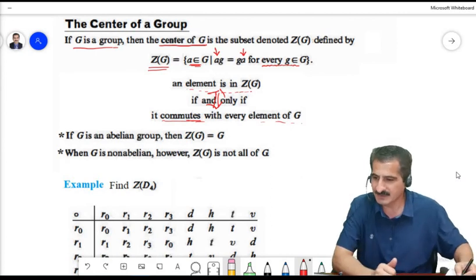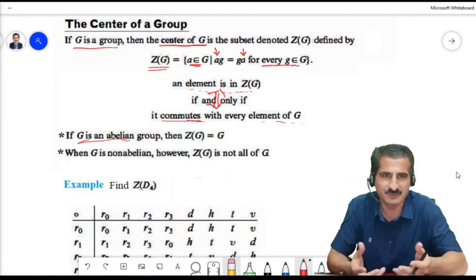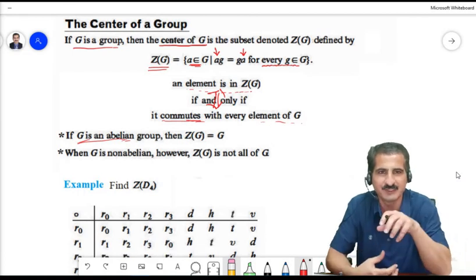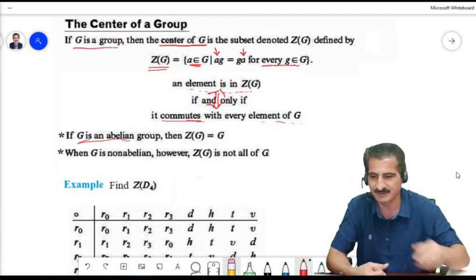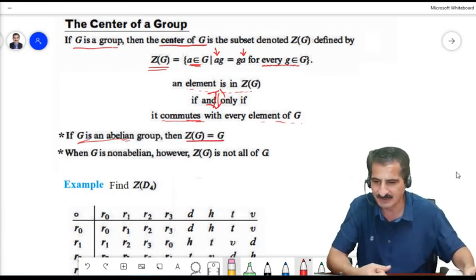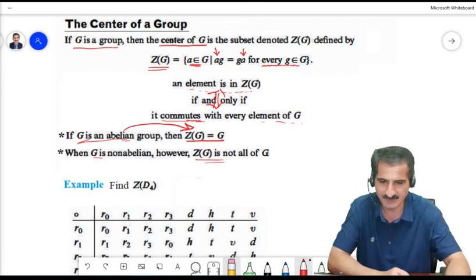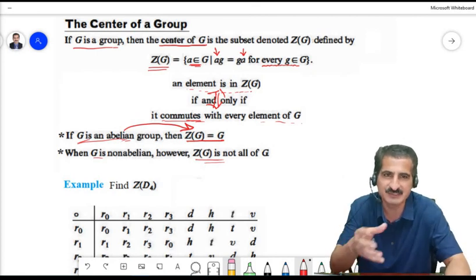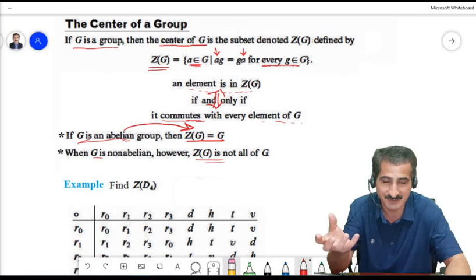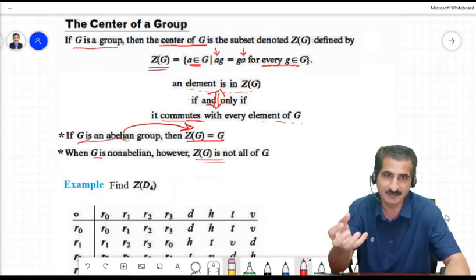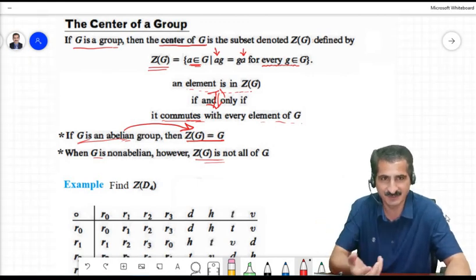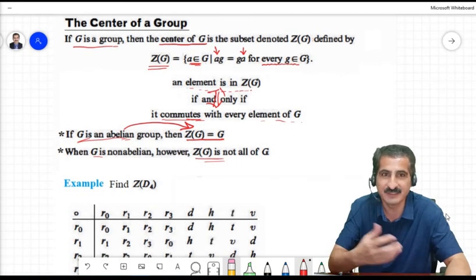Now, it is immediate that if G is abelian, then all elements commute with each other. So any element in the group commutes with any other element in there, so the center will be the group itself. If it is abelian, then the center of G is G. If it is not abelian, then the center is not the whole G, because there are some elements that do not commute with some other elements. So there are some elements which are not in the center, so the center is not the whole group.